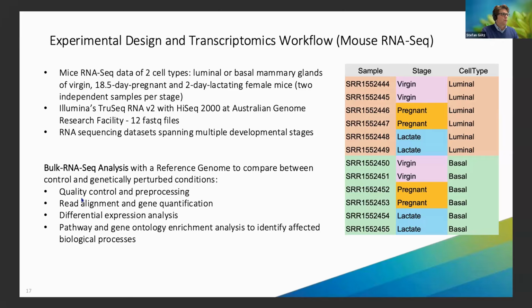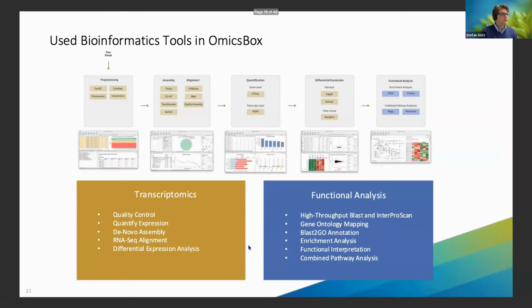Okay, so we will be doing those kinds of steps: alignment, quantification, differential expression, and then pathway and gene ontology enrichment analysis to identify affected biological processes. Okay. So the bioinformatics tools, I already mentioned. This time it will be the transcriptomics workflow and the functional analysis module. So if you would want to subscribe to OmicsBox at some point for this type of analysis, the modules needed would be the transcriptomics and functional analysis modules, okay?